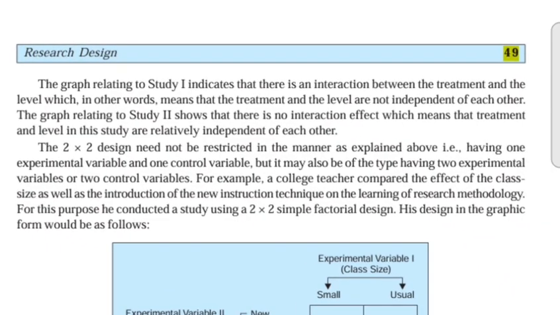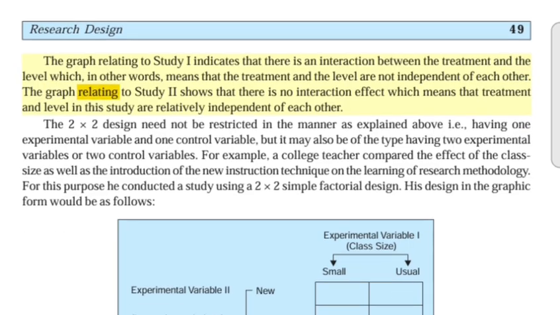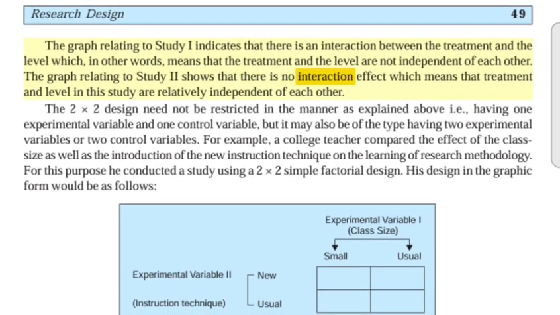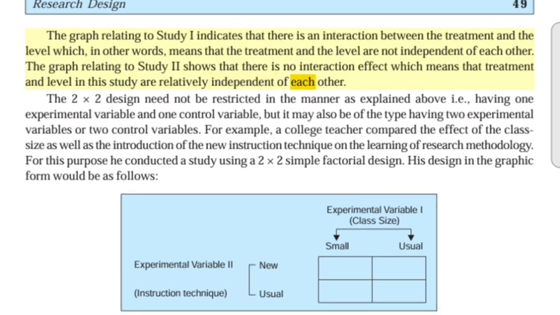Research Design 49. The graph relating to study I indicates that there is an interaction between the treatment and the level, which, in other words, means that the treatment and the level are not independent of each other. The graph relating to study 2 shows that there is no interaction effect, which means that treatment and level in this study are relatively independent of each other.